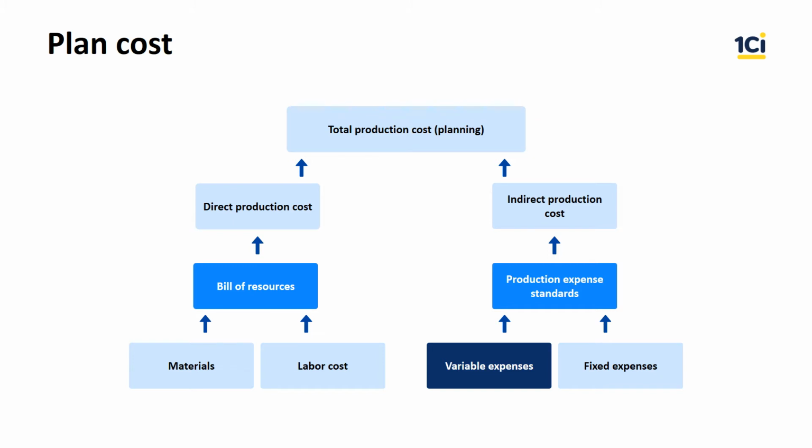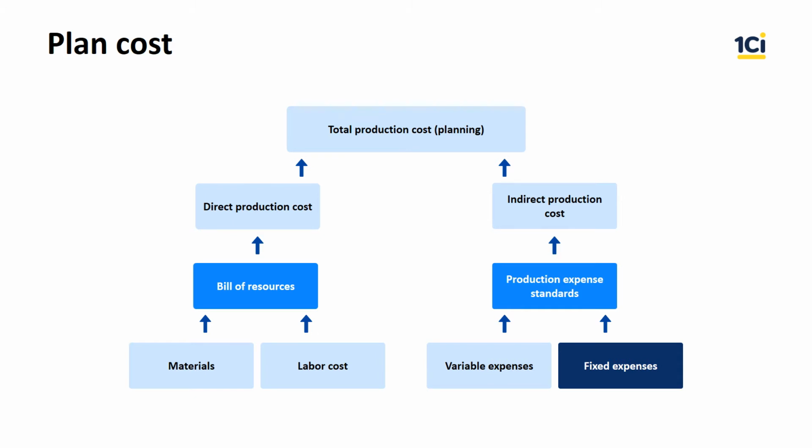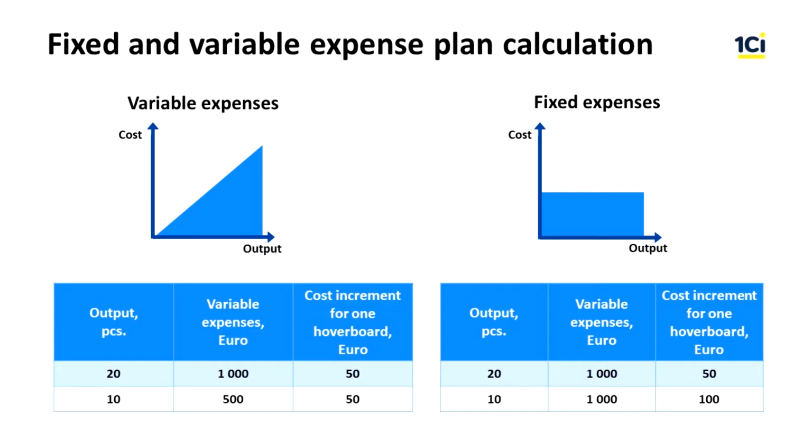Planned calculation of fixed expenses requires more complex calculations. For example, let's assume that the monthly lease of the 3D printer is €1,000 and the company is to manufacture 20 hoverboards during an unknown period. It's easy to assume that the cost of one hoverboard on the 3D printer lease expense item will be equal to 1,000 divided by 20, which is €50.